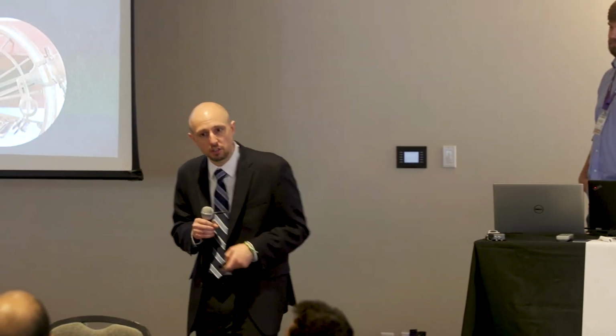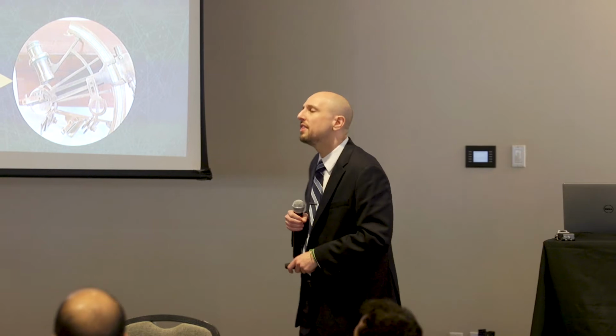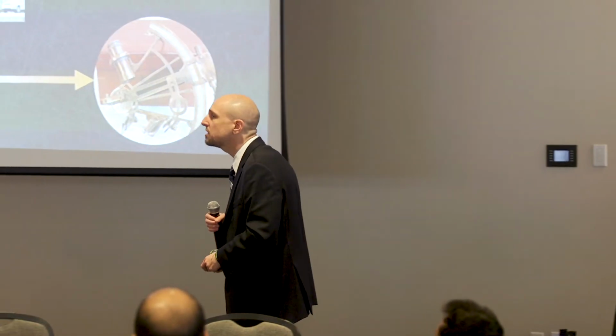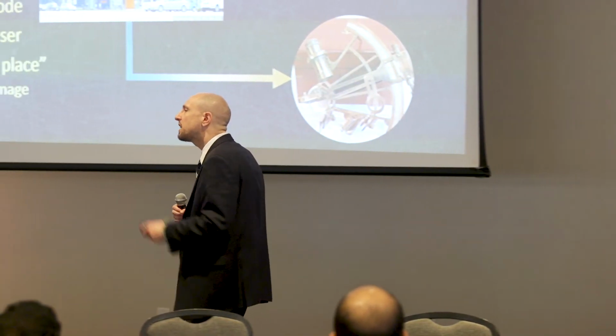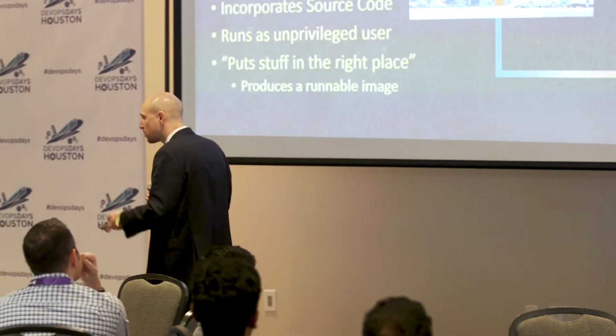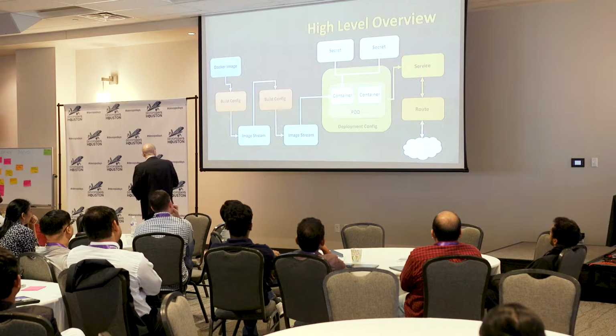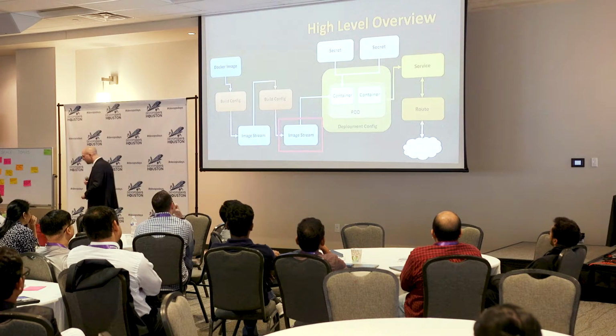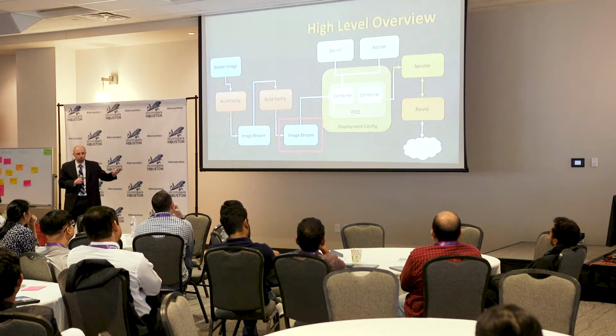Again, we're keeping that separation between what happens in the Docker build versus the source build. And the primary goal here is to put stuff in the right place so that I can produce a runnable image. That's the real output of my source build step, a runnable image. Okay, now that we've gone through that, we'll talk about our second image stream.